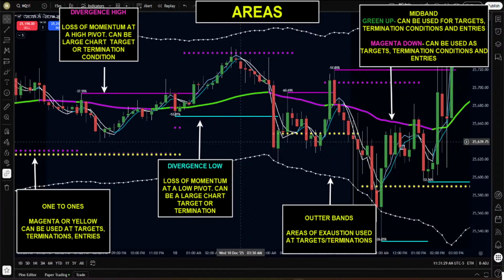I always encourage people, if you are on TradingView and you're brand new to it, steal this picture and look it over, because it tells you exactly what the areas can be used for, whether it's targets only, targets and terminations, or whether they can be used for entry. It'll take the guesswork out.